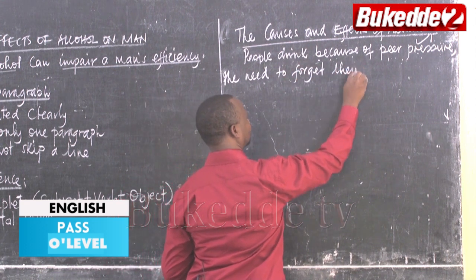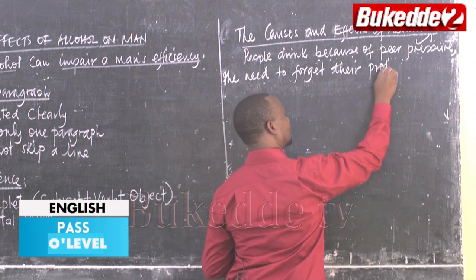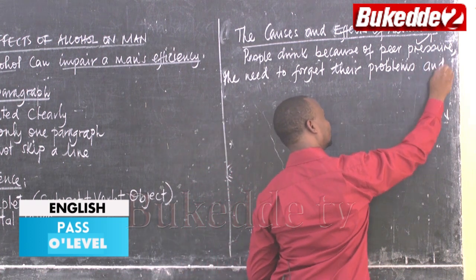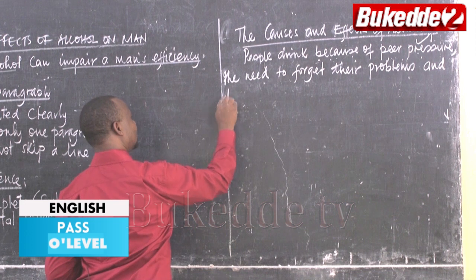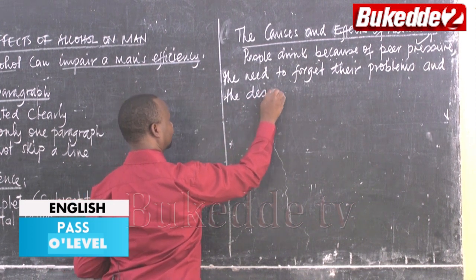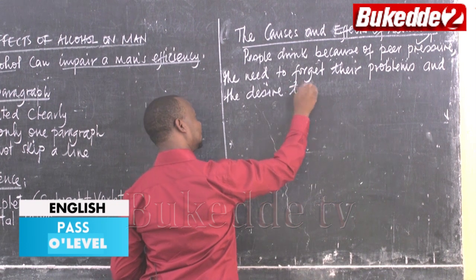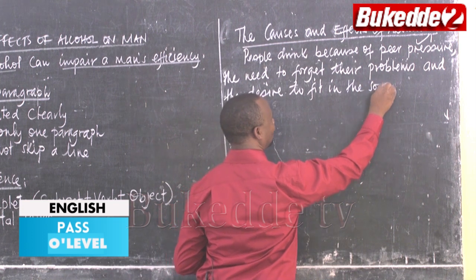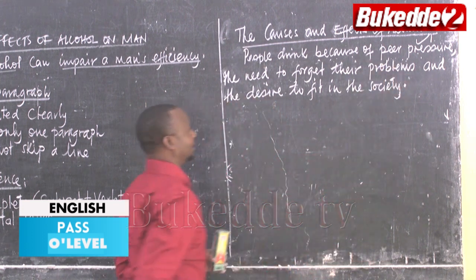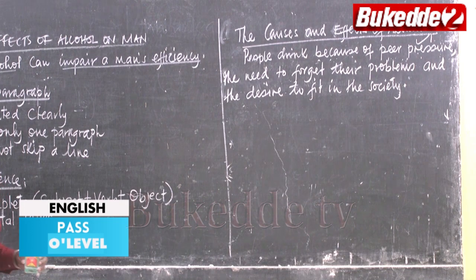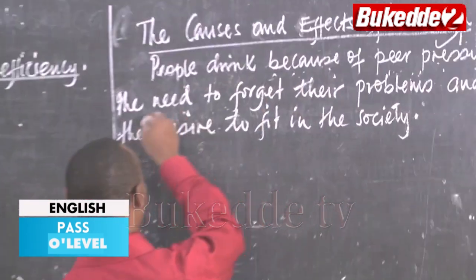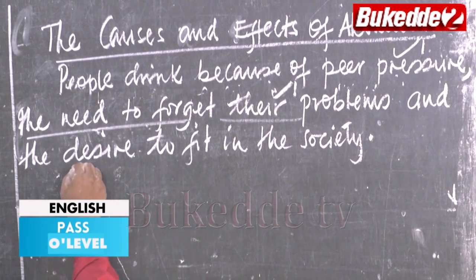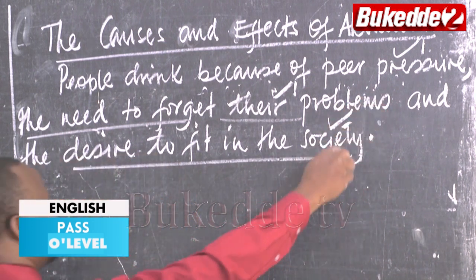Forget their problems. The need to forget their problems. Then you bring the desire to fit in the society. There are those who drink because they want to fit in the what? In the society. Those are 3 points. We have 3 points. We have peer pressure, the need to forget their problems, tick 1, and the desire to fit in the society, tick 1.